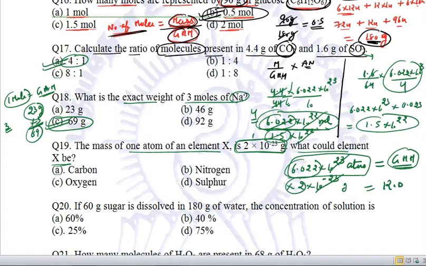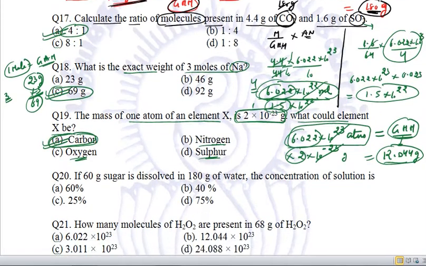12.044 gram, and we know that the gram molecular mass of which element is about 12.044? It is carbon. The gram molecular mass of carbon is about 12 gram. Oxygen is 16, nitrogen is 14, sulfur is 32. So the element X is carbon, and we'll mark A to be our answer. Got it?